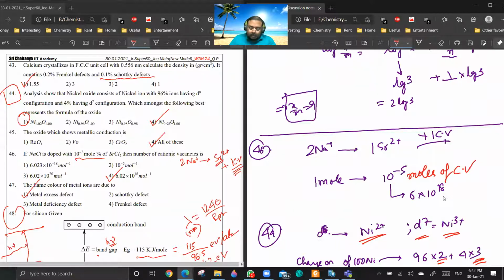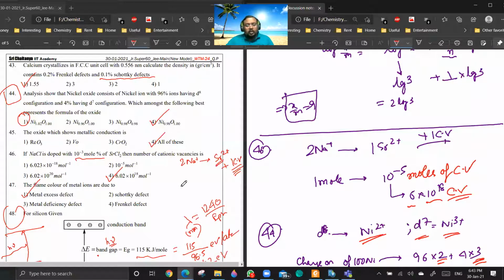Yes, sir. Any doubt in this? See, 10 to the minus 3 mole percent means 10 to the minus 5 moles. 1 mole contains 10 to the minus 5 moles of cationic vacancy, which is basically 6 into 10 to the 18 cationic vacancies per mole. Is it clear? Yes, sir. Okay.